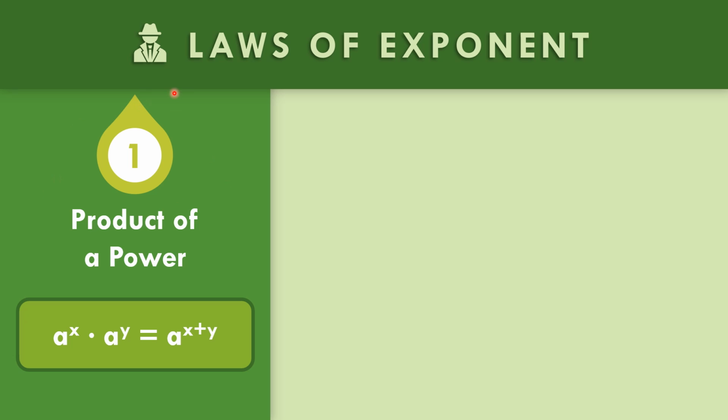The first law of exponents is product of a power. So a to the x, multiplied with a to the y, we have the same base. Copy the base and then add the exponent, x plus y. So let us practice. In the given example, that is m to the fifth times m to the seventh. We have the same base, copy m, and then add the exponent 5 plus 7, so that is equal to m to the 12th power.